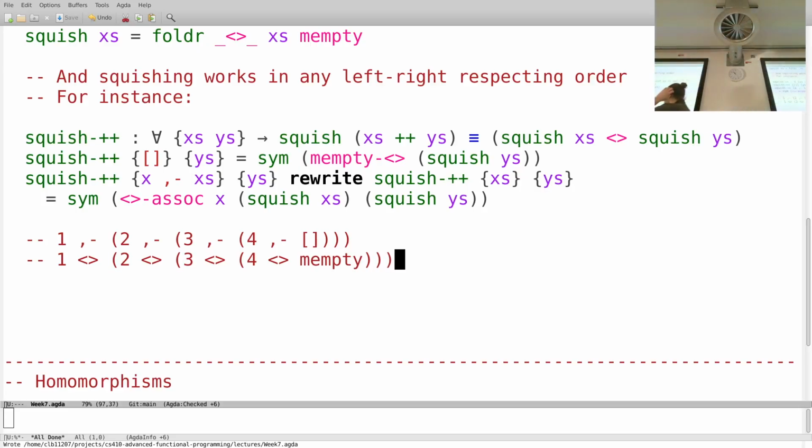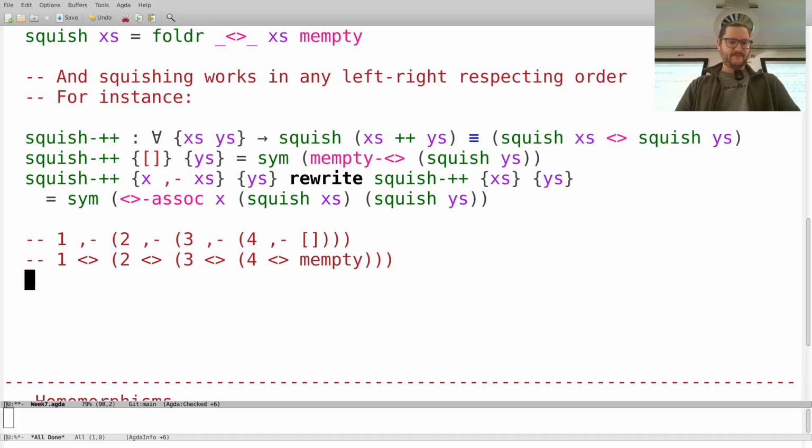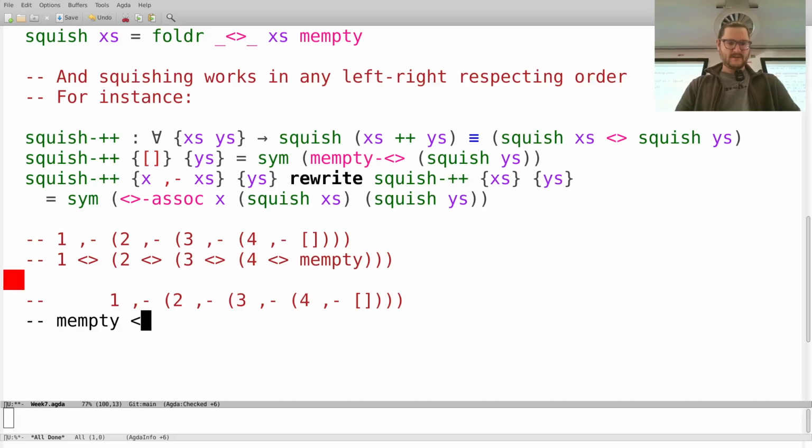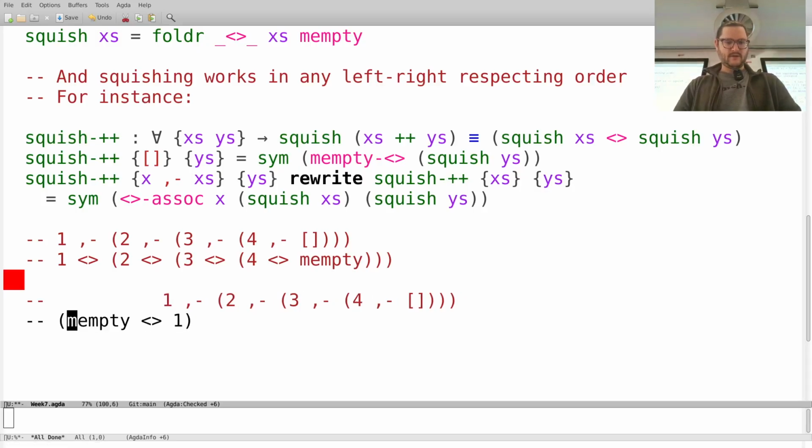But we also saw a different operation, which is taking your list here and instead computing something like this. Mempty combined with 1, and then to the left, combined with 2, combined with 3, combined with 4.